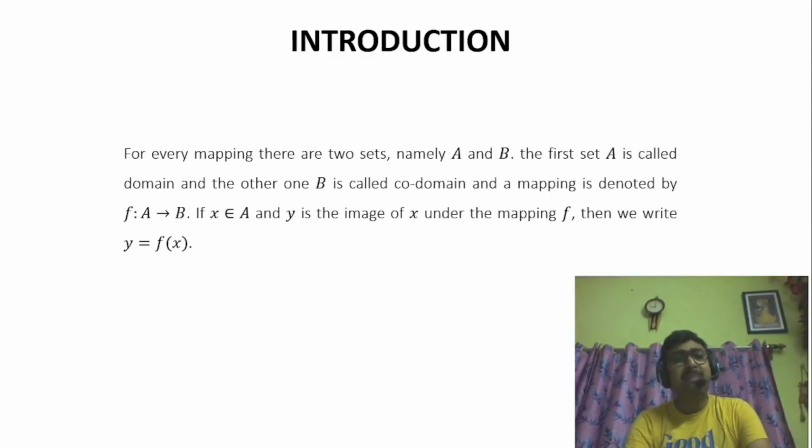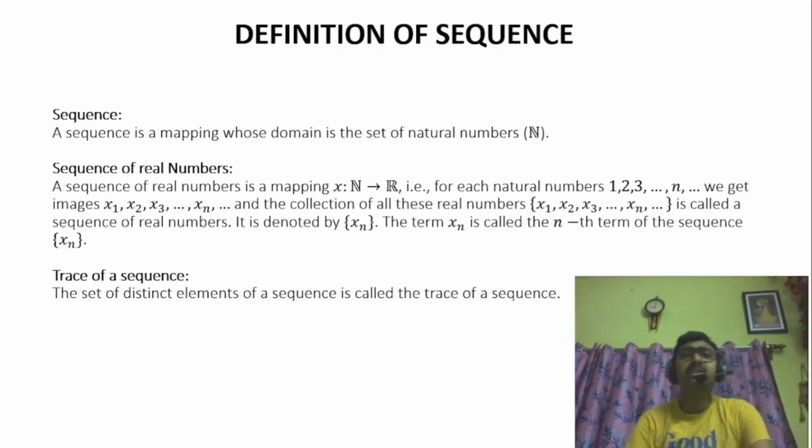We all know that mapping means for every element of the domain we have a unique image in the codomain. So if x is in A and if y is the image of x under the mapping, then the symbol is y equals f of x. Clear? Now come to our main topic, sequence.